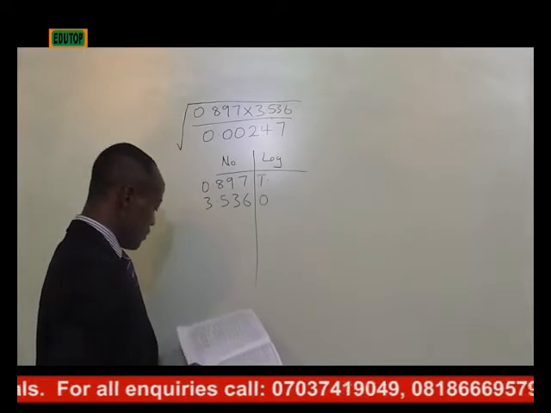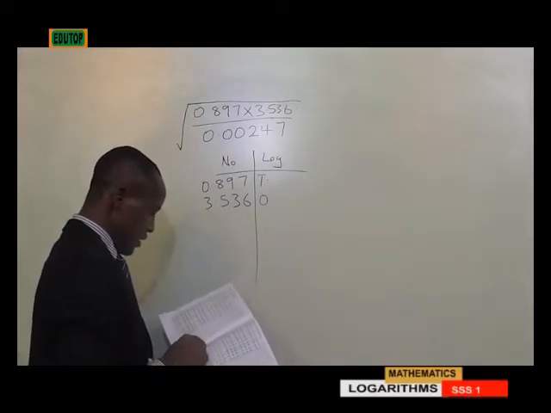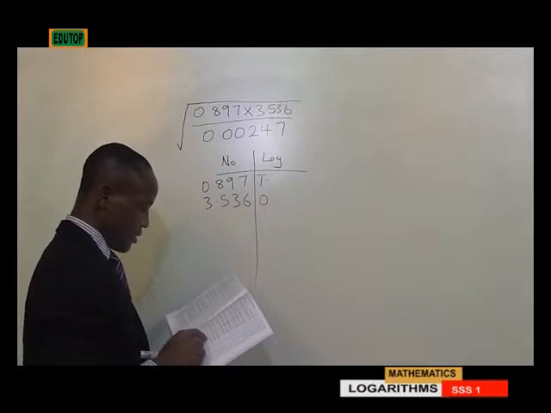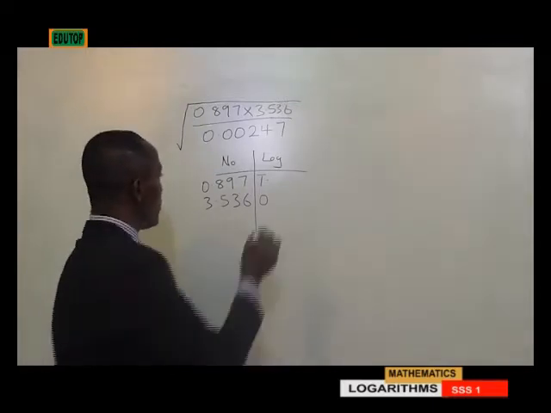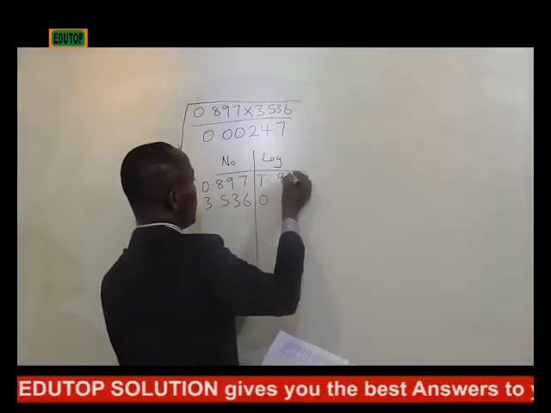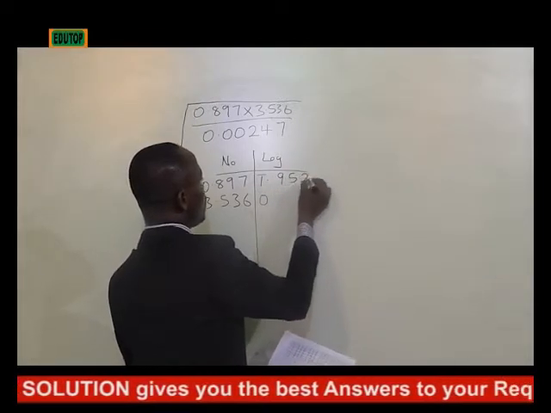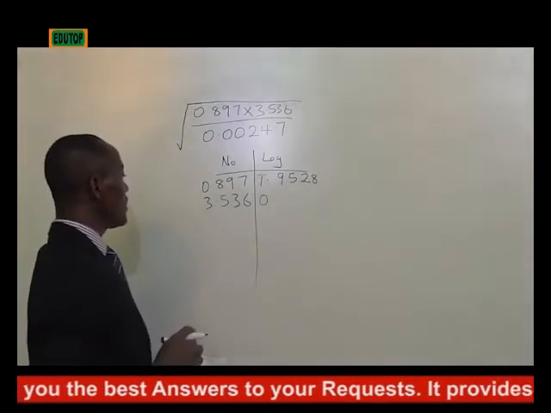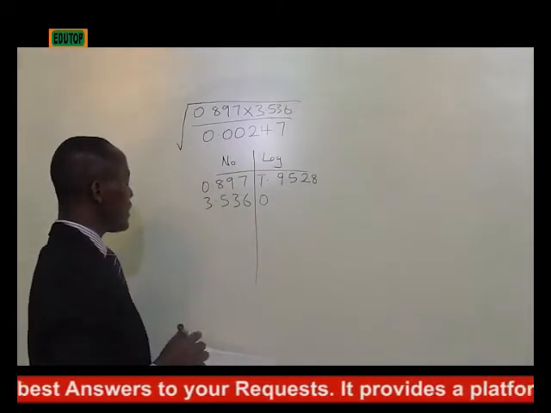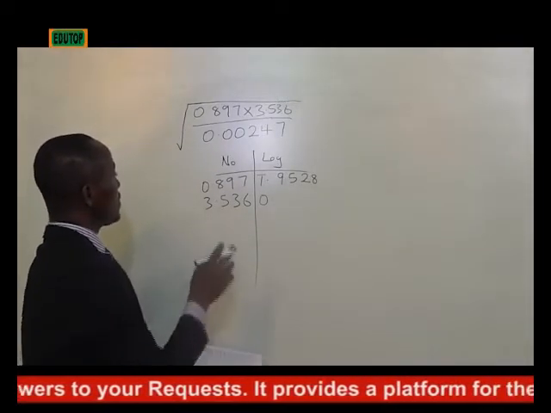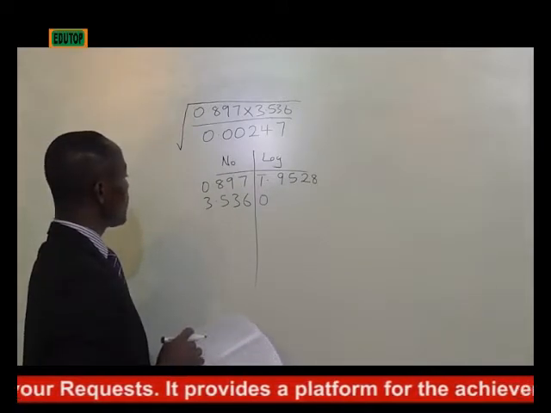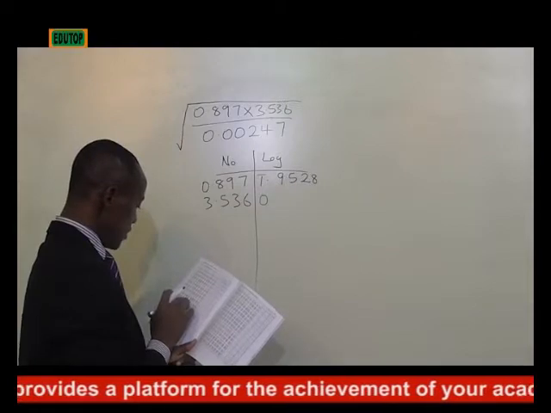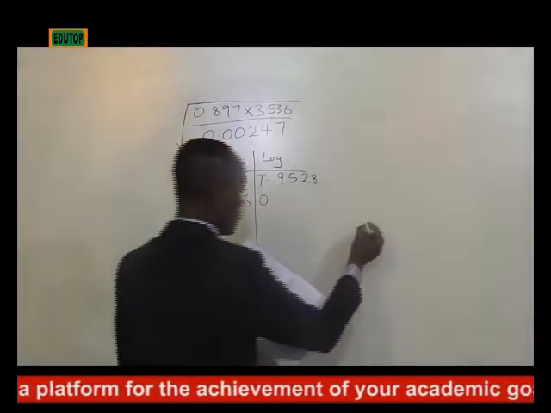So to get the logarithm value, we now take 89 under 7. That's 9528. Now for this one, we'll be taking 35. We'll just disregard the decimal point to check our table. That will be 35 under 3. That's 5478.